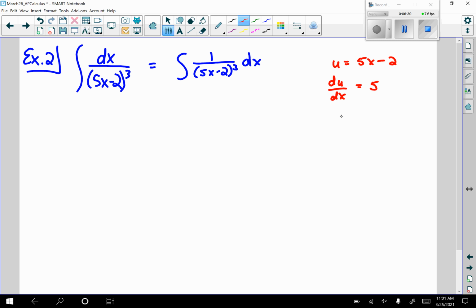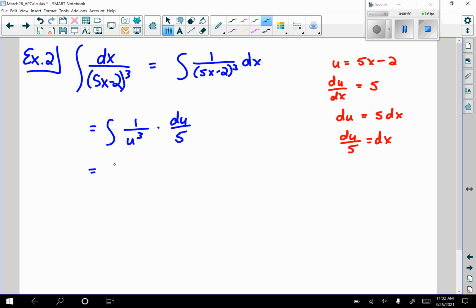Well, again, we want to solve this for dx. I'm going to multiply both sides by dx. I get a 5 dx. And then divide by 5. So du over 5 is going to equal dx. So now this becomes the integral of 1 over u cubed, and dx is du over 5.